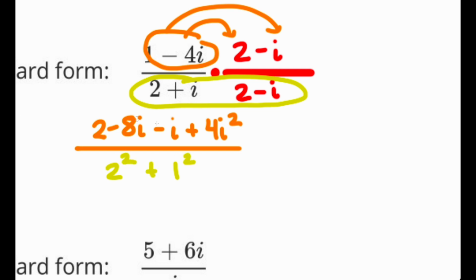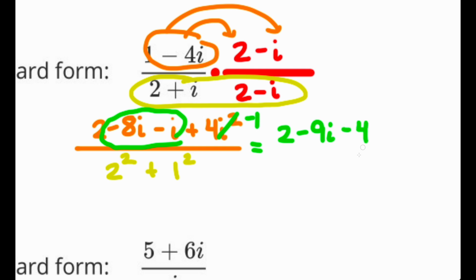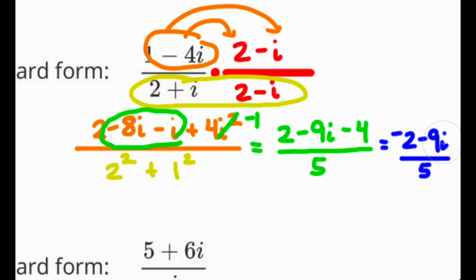All right, from here, I'm going to simplify the numerator. i squared is equal to negative 1. So that's just going to be negative 4. So it's going to be 2 minus 9i. So I can simplify this right here. Negative 8i minus i is negative 9i. And then 4 times negative 1 is negative 4. Divided by 4 plus 1 is 5. Okay, not fully simplified yet because we have this negative 4 here and this 2. We're going to add those together and get negative 2 minus 9i all over 5. And that is the final answer.